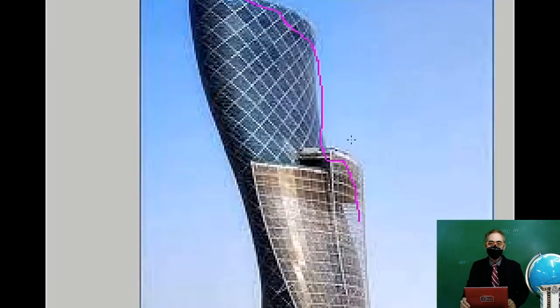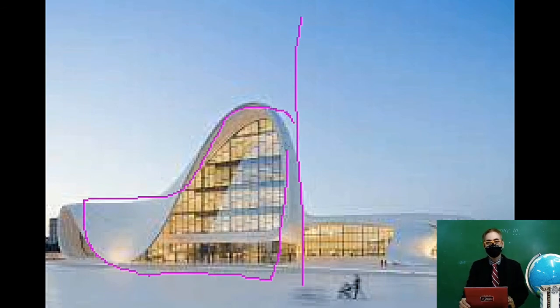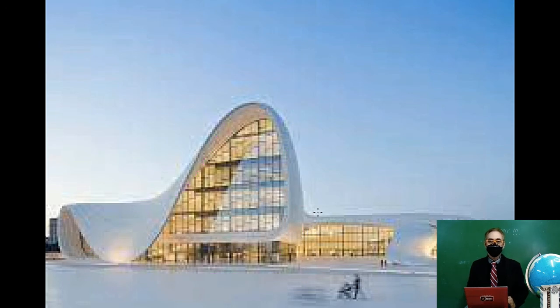Now, let's see this building too. Okay, put a line in the center, and you can never see the mirror image of the left side of the structure right here in the right side. So it is asymmetrical or informal balance. Now, what do you prefer, guys? Informal or formal balance structure in architecture?